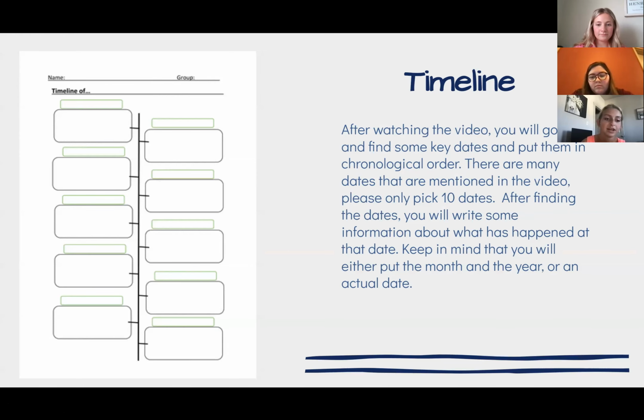And there are 10 slots, so students will pick out the 10 most important battles or events that they think are necessary in the Revolutionary War, and they will need to write down the dates in chronological order, whether that be the month and year or just the year, and they will summarize that battle or event just to deepen their understanding and their comprehension of the entire American Revolutionary War.